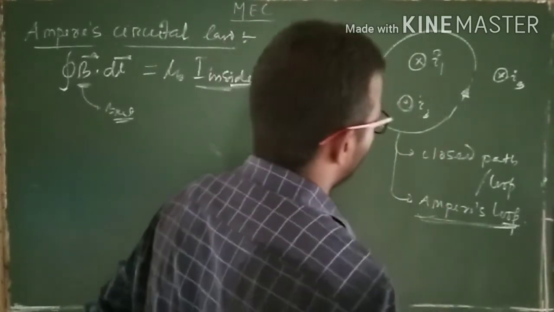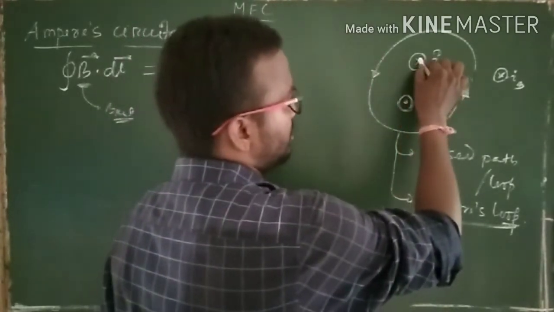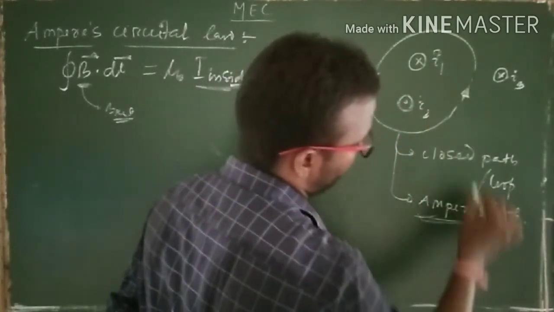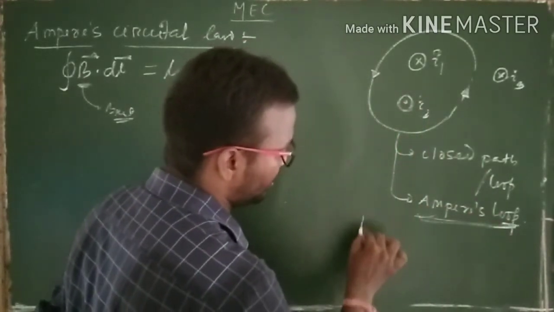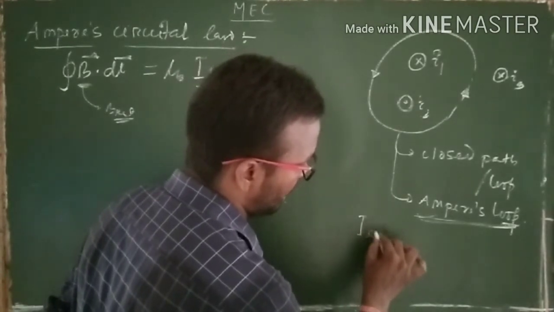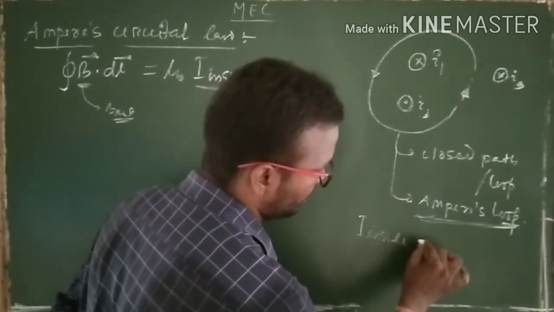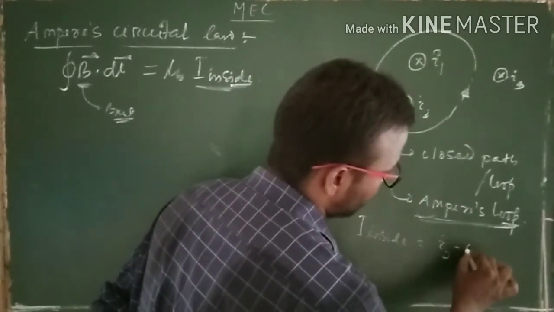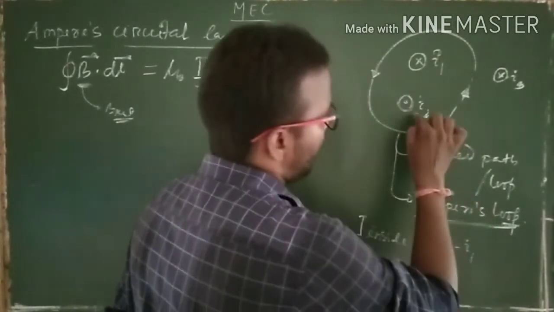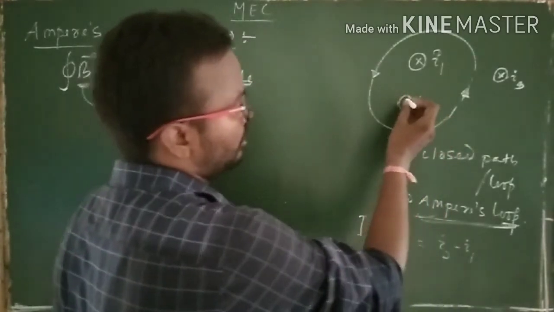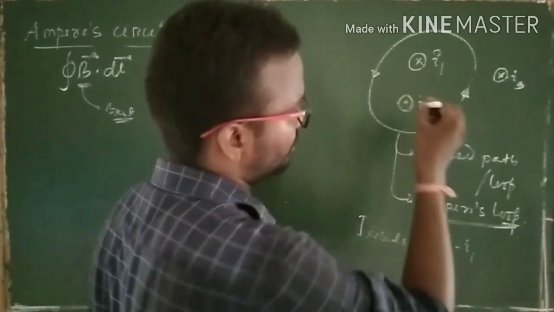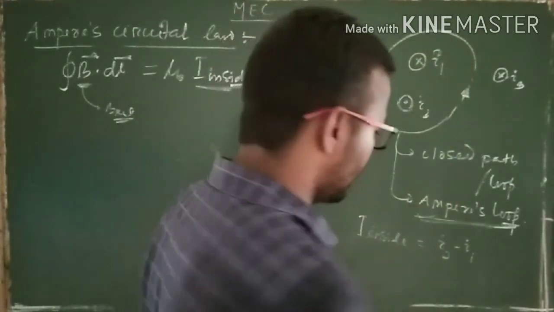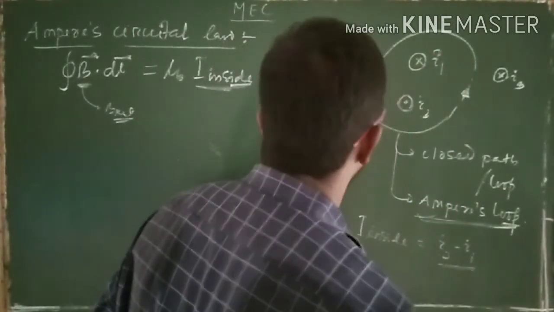So this current is coming outward and this current is coming inward. So according to this direction of Amperean law, we can write the net current, or I enclosed, or I inside, or I within the loop, which is equal to I2 minus I1, because I2 is along the flow of current, which is outward direction, but the flow of current I1 is inward direction. Clear? So this is I enclosed.